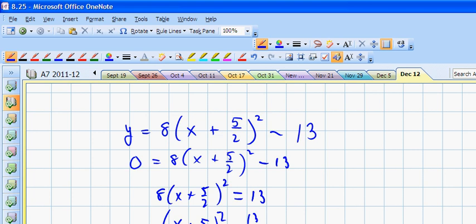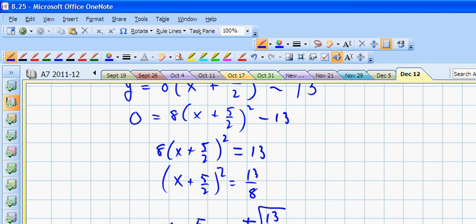That means that x plus 5 halves, I took the square root of that side, the square root of a variable quantity, equals plus or minus. Oh yes, there are two numbers. The positive or negative square root. So that means that x equals negative 5 halves plus or minus, well, we'll leave it that way, the square root of 13 eighths. And we'll talk about simplifying radicals soon. All right, so there it is.